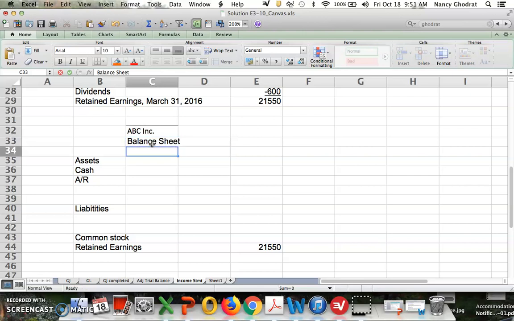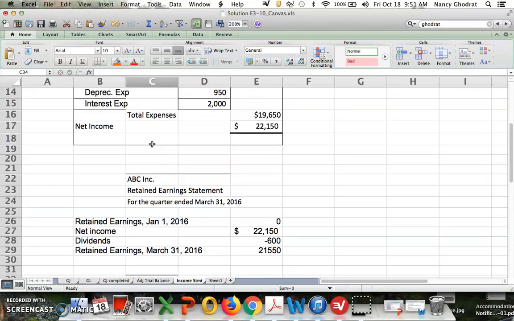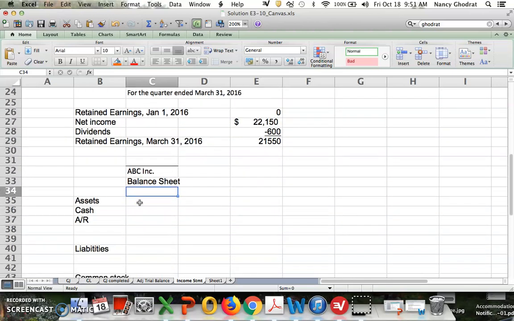Now, the other statements always show you a beginning and ending period, like for the quarter, which starts on January 1st and ends on March 31st. The balance sheet will show you only a snapshot of the company's assets, liabilities, and stockholders' equity. So it's always the end of the month that you have as the date for your balance sheet, the same way we have the end of the month date for our trial balance.